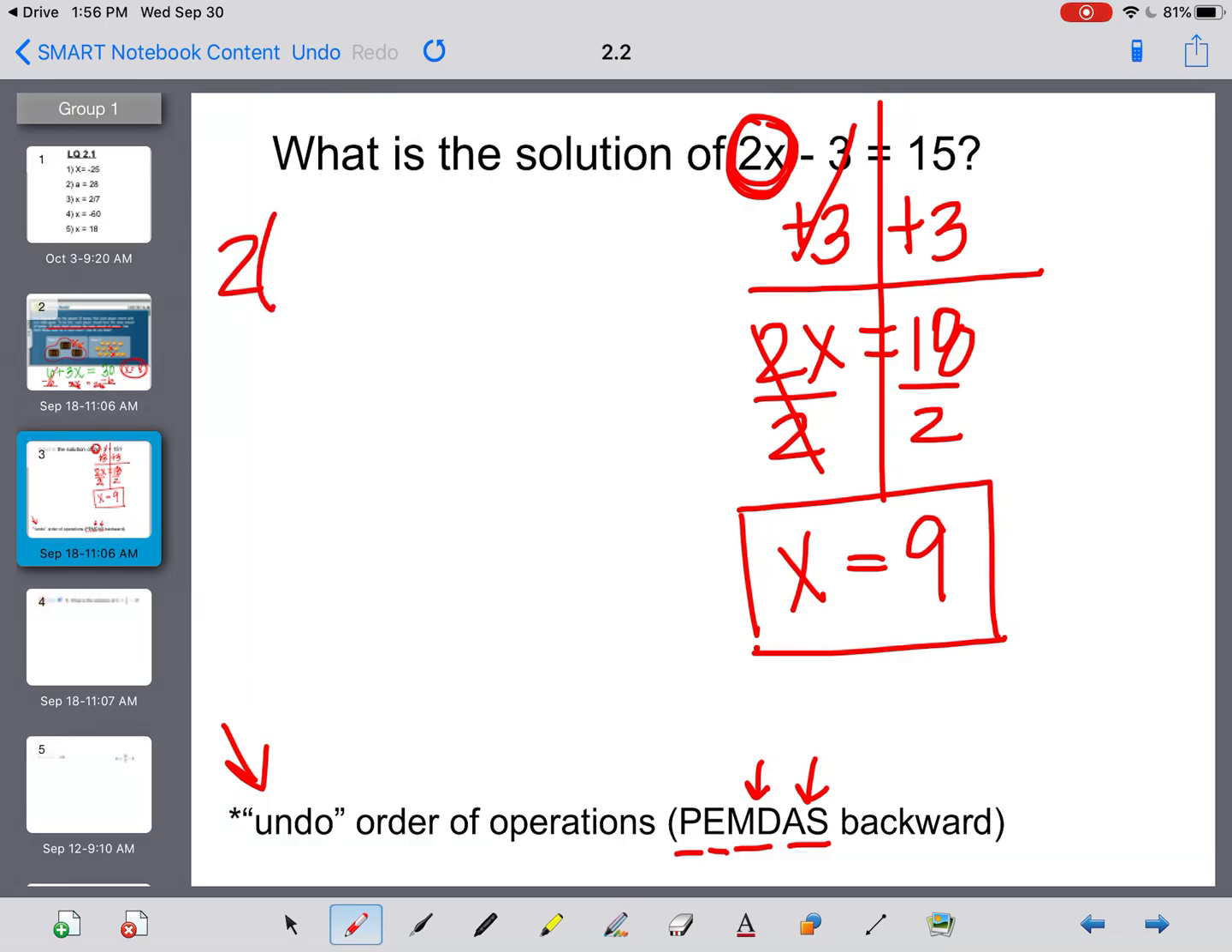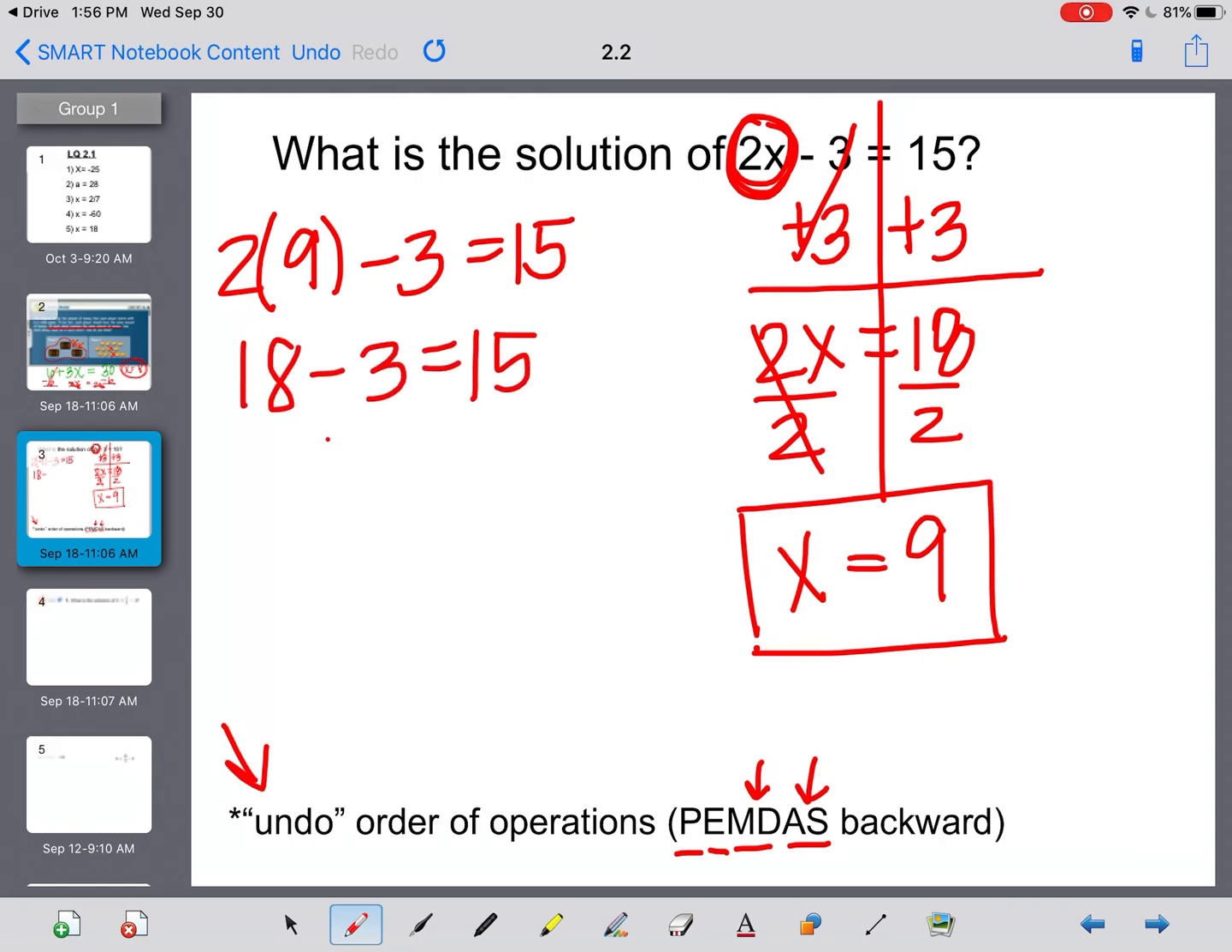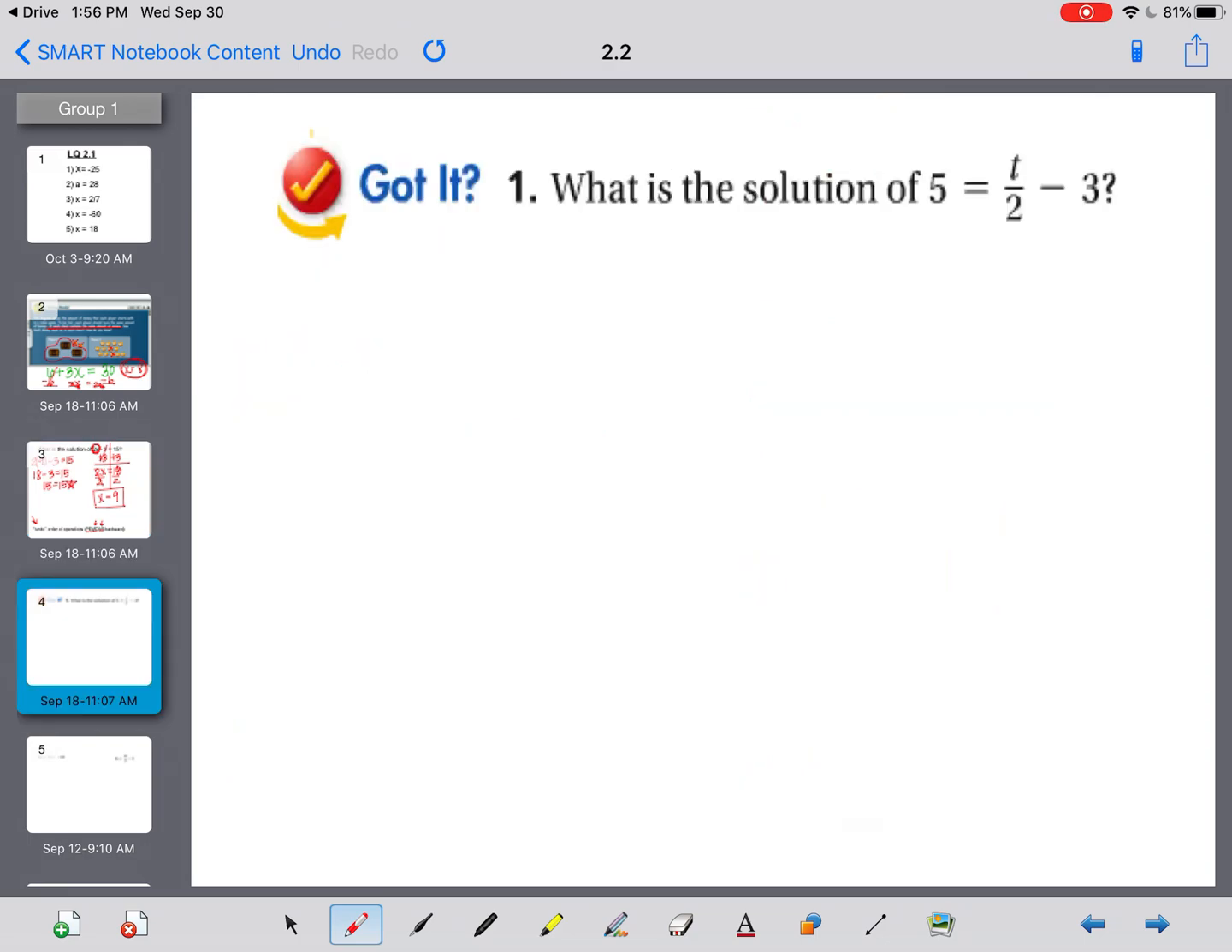Okay, just like one-step equations, we should probably check our work. So over here to the side, I'm going to put in a 9 wherever I see an x, and I'm going to make sure that it works. 2 times 9 is 18, minus 3 is 15. So we know we got that one right.